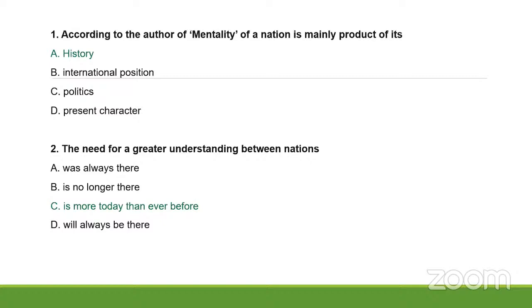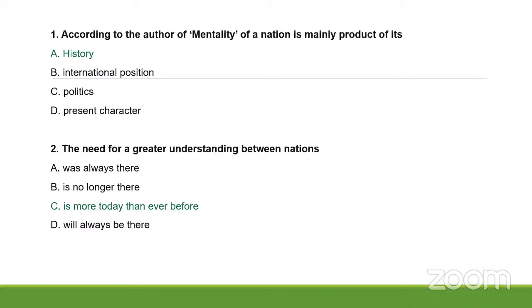According to the author, the mentality of a nation is mainly a product of its... As we read through, it is basically because of the history of the nation that the mentality of the nation changes, or how the character develops. So from whatever you can see in the options, the best answer suiting the passage is history. So we'll go for that particular option.